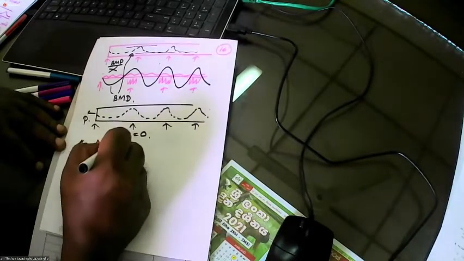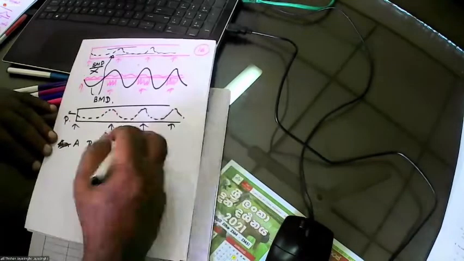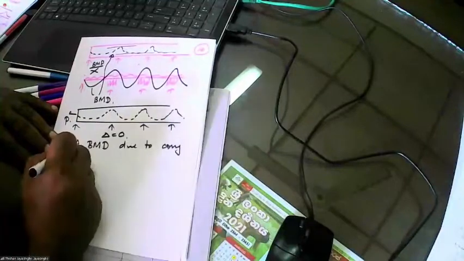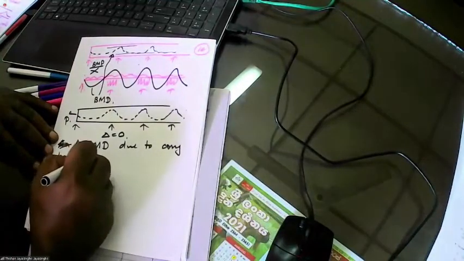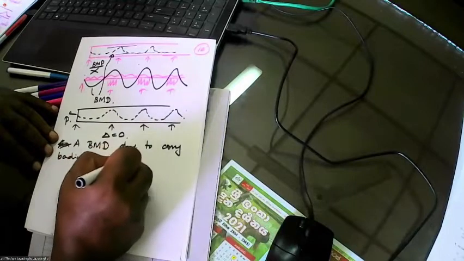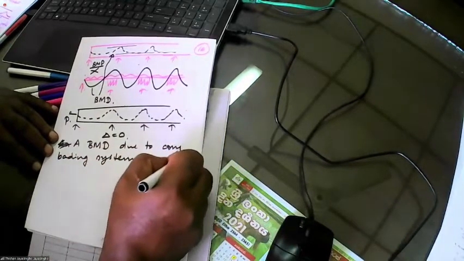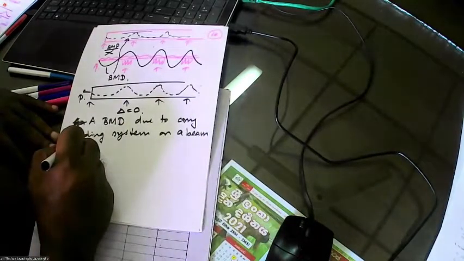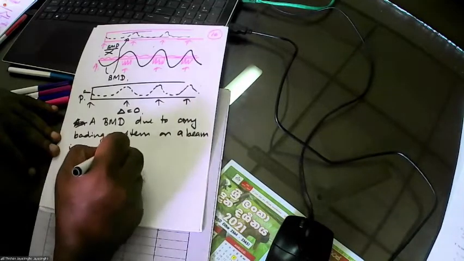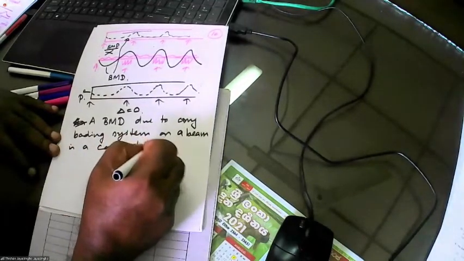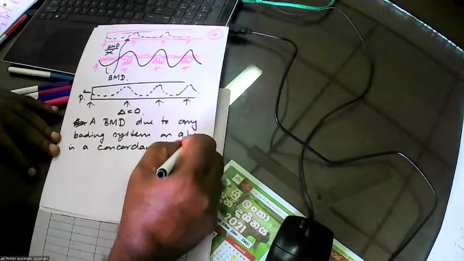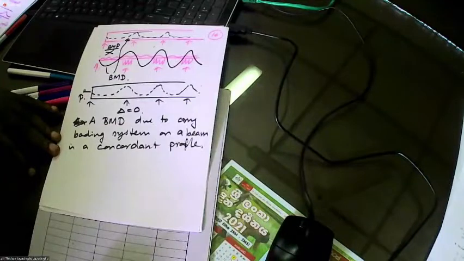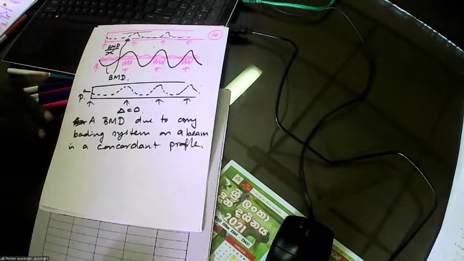So then we can say a bending moment diagram due to any loading system on a beam is a concordant profile. A bending moment diagram due to any loading system on a beam is a concordant profile.